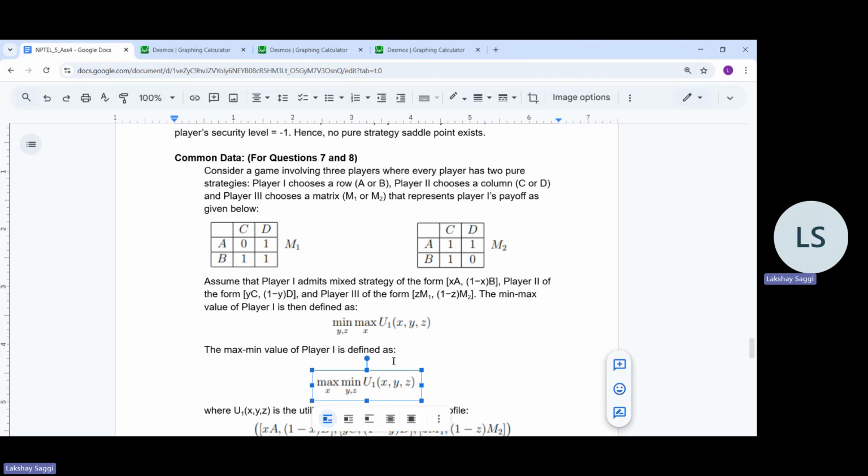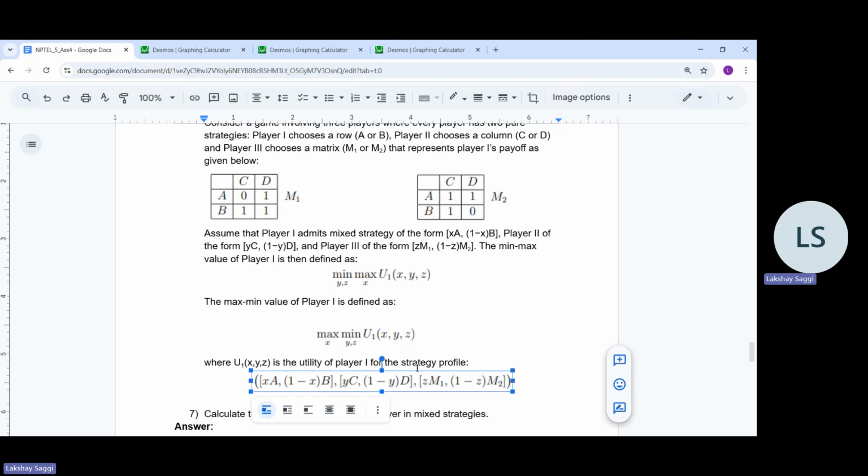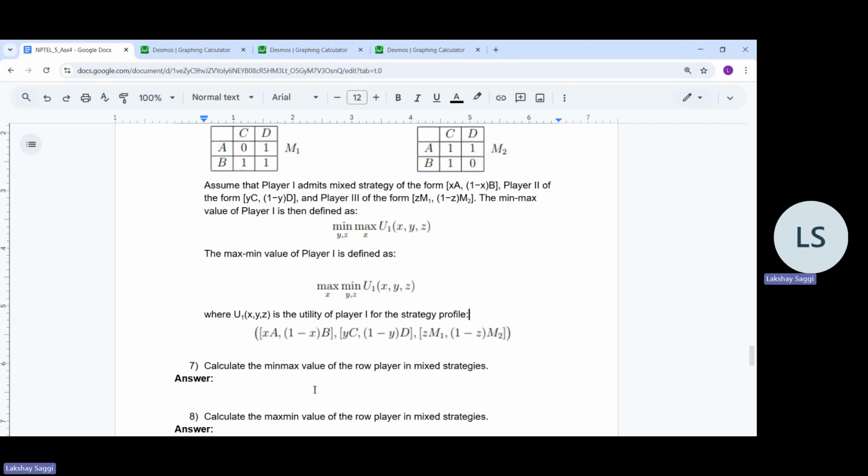And similarly, after defining a min-max value, one can also define a max-min value. And these are the strategy profiles, the mixed strategy profiles for the players. Now what we really want to find out is, one question says we want to find the min-max value of the row player, and the second question says to find the max-min value of the row player in mixed strategies. So now there's another level to the problem because now there's another player in the mix, which is the matrix player.